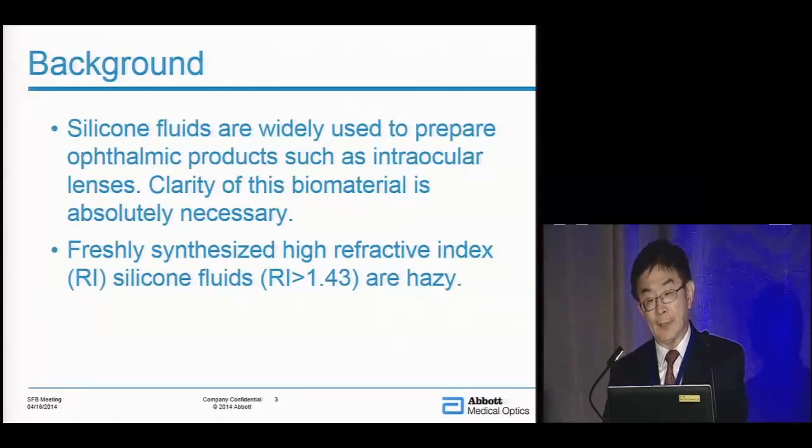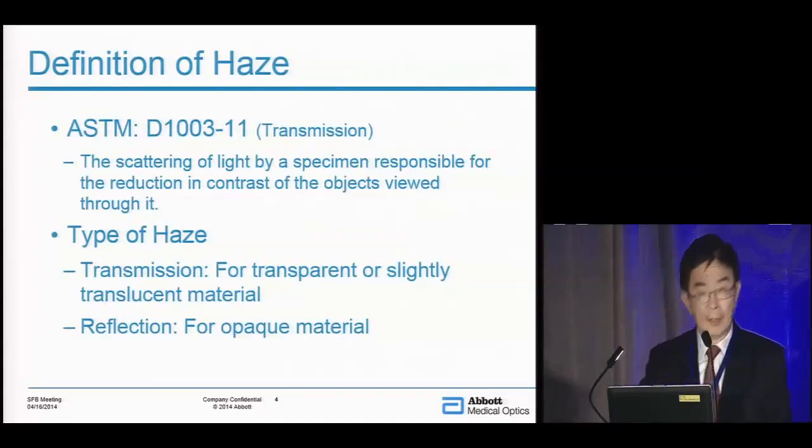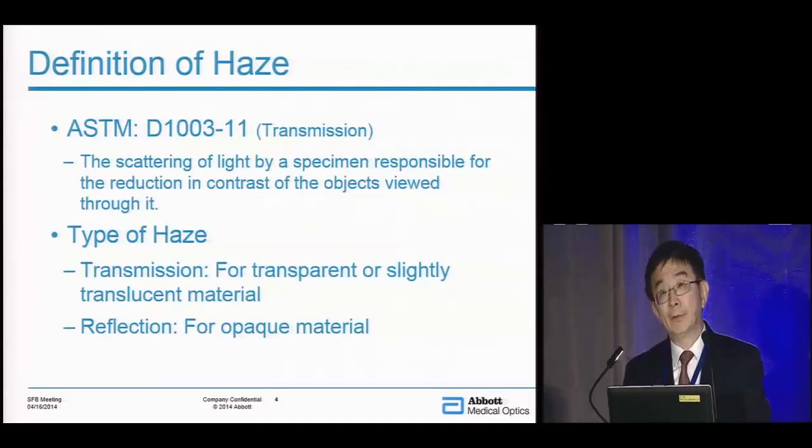And we need to emphasize high refractive index. Somebody may say we have a clear, pure silicon fluid, but that is mostly of low refractive index, 1.40 or so. We'll describe the detail later. There are two types of haze we discussed. For transparent and slightly translucent materials, we use the transmission method to detect directly from beneath them. For opaque material, we use the reflection method.